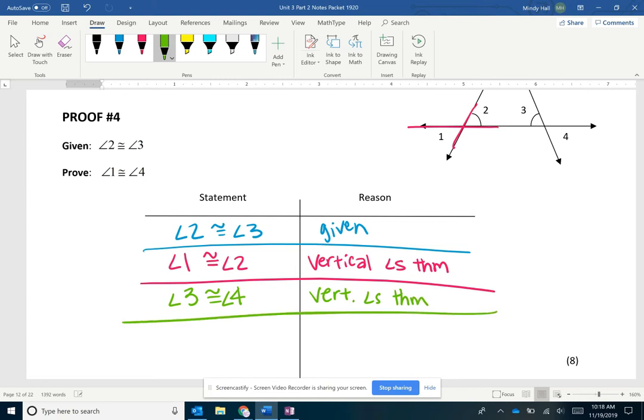So then if you notice, I kind of have a chain. I have angle 1 is congruent to 2, 2 is congruent to 3, 3 is congruent to 4. So therefore, I can say that angle 1 is congruent to angle 4.